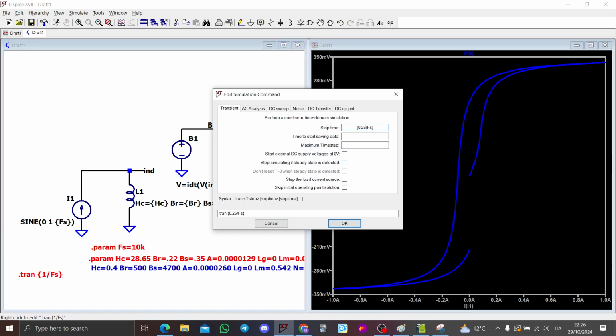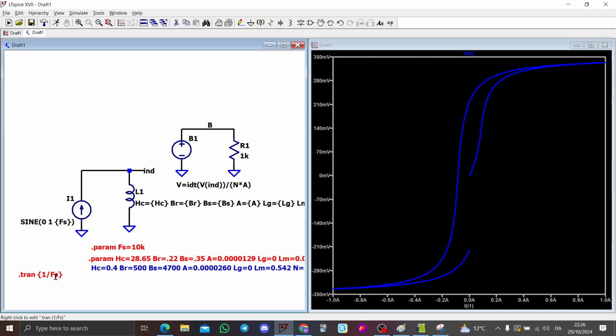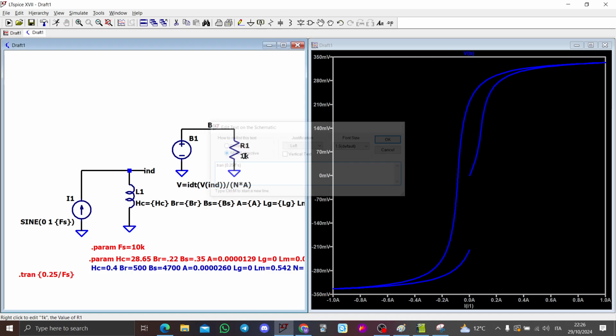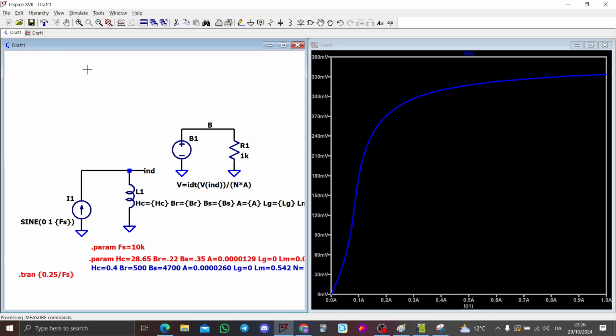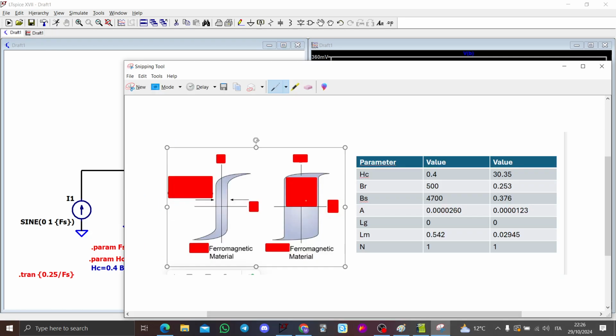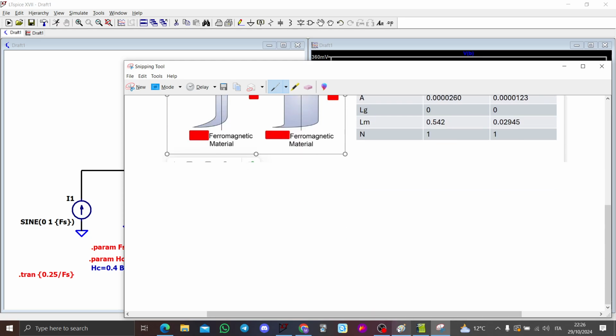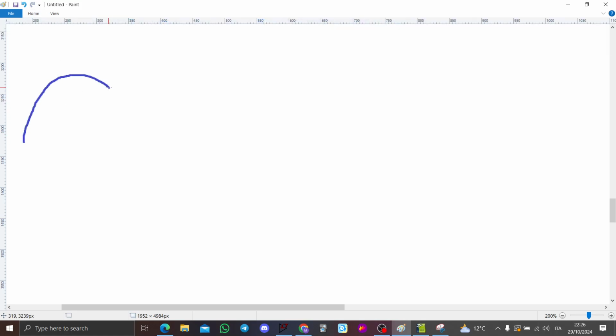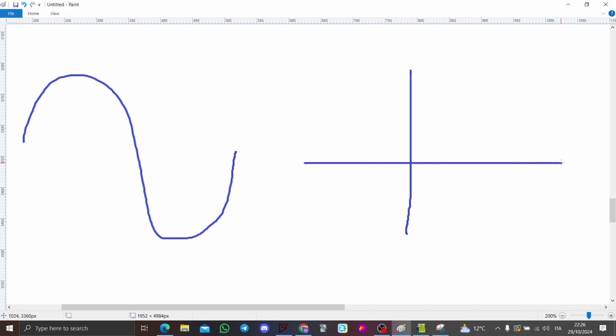So the first cycle, 0 to 0.25 times fs. Again, it's not working for some reason. I don't know why. So let us analyze step by step what is happening in the ferrite, because I want you to understand what is happening. So here there is the sine, and here there is the first part.